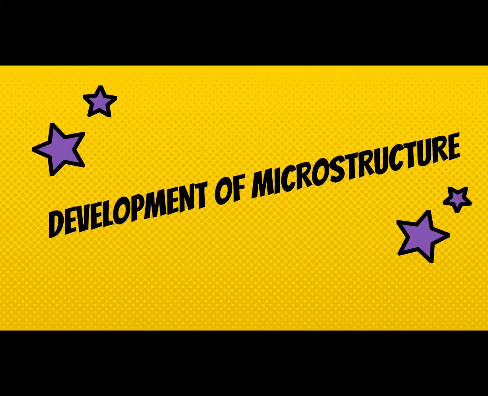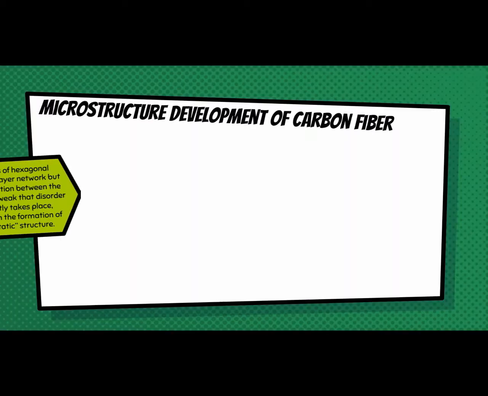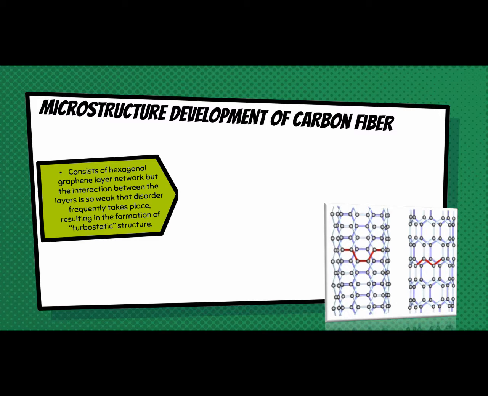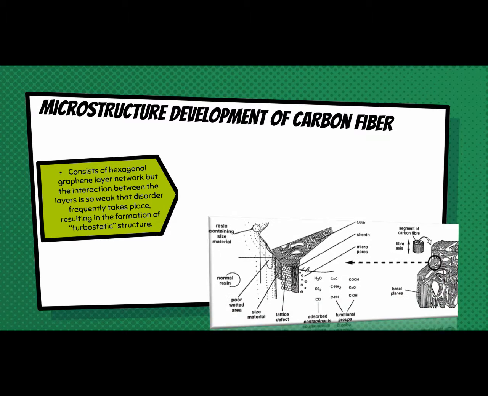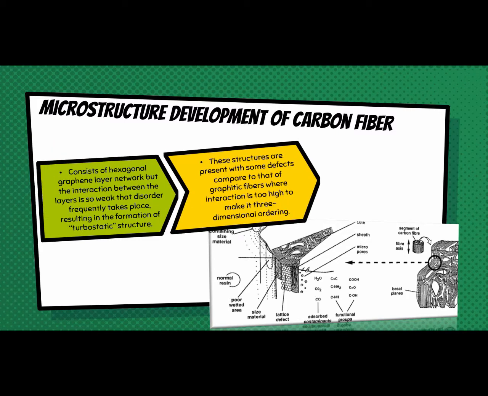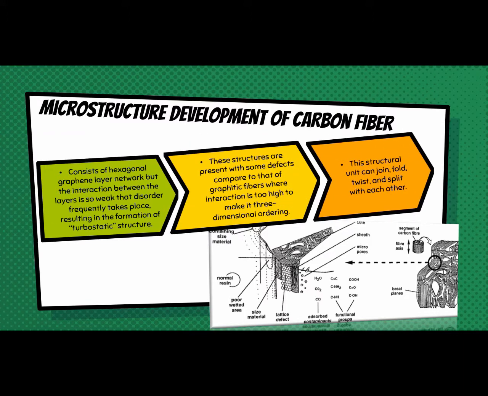Moving on to the development of the microstructure. Carbon fiber consists of a hexagonal graphene layer network, but the interaction between the layers is so weak that disorder frequently takes place, resulting in the formation of two-dimensional ordering referred to as turbostratic structures. These structures are present with some defects compared to that of graphitic fibers, where interaction is too high to make it three-dimensional ordering. This turbostratic structure is considered to be the basic structural unit of carbon fiber.